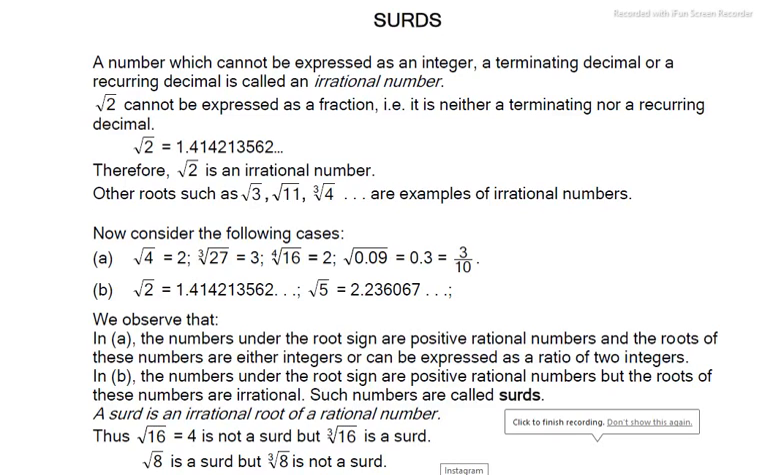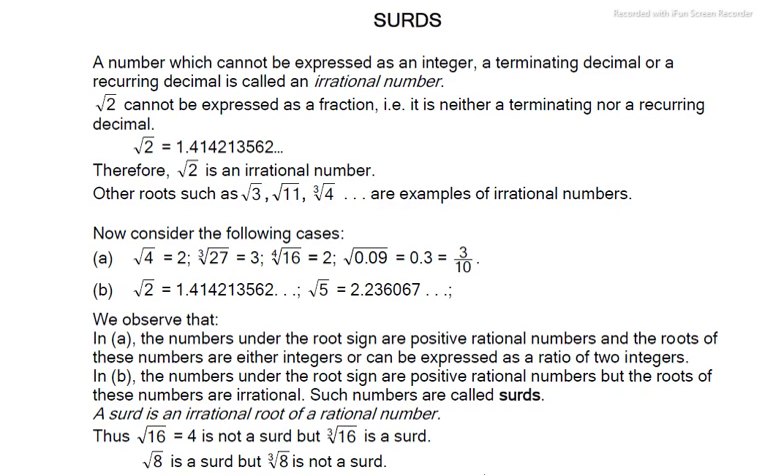Okay, I want us to look at the surds, but before we continue, we must know what surds are. So a number that cannot be expressed as an integer or a terminating decimal or recurring decimal is an irrational number.